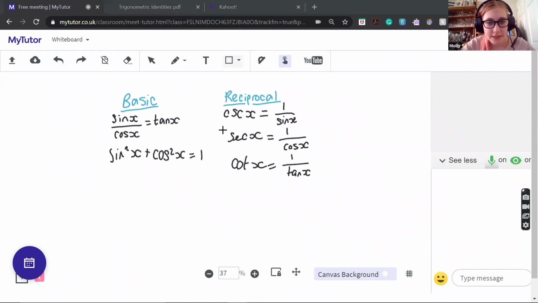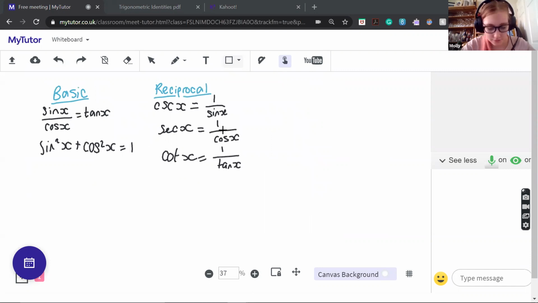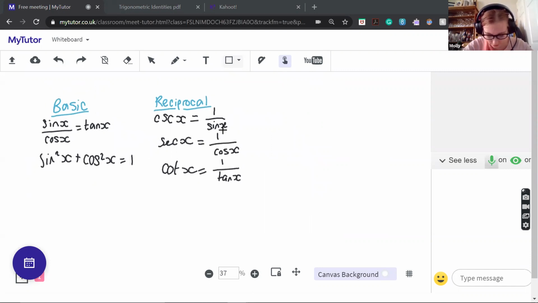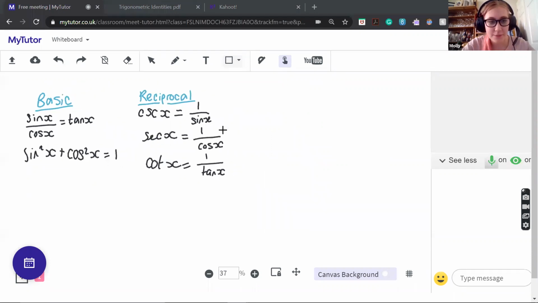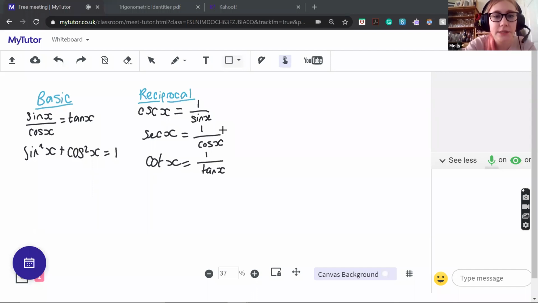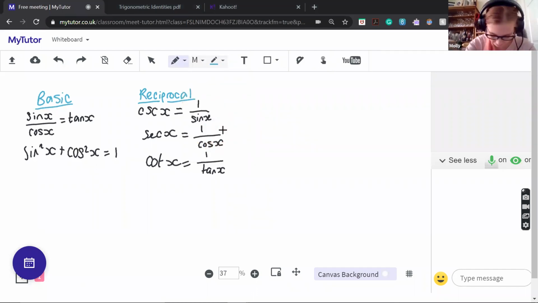I'll keep these on here and we'll do some more. There's only a few more to go through. There are now some that use those reciprocal ones, so let's call them reciprocal identities.